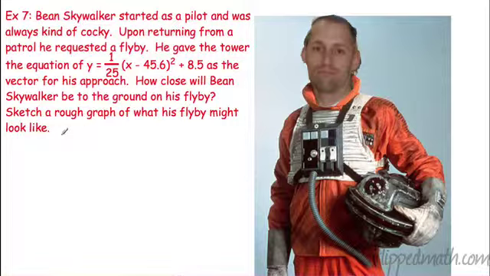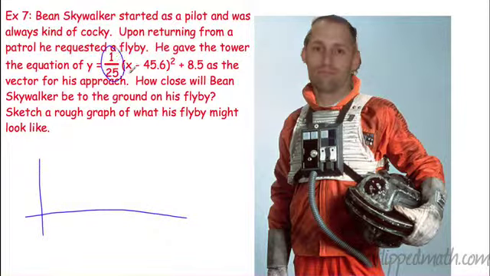Bean Skywalker started as a pilot and was always kind of cocky. Upon returning from a patrol, he requested a flyby. He gave the tower the equation as a vector for his approach. How close will Bean Skywalker be to the ground on his flyby? Sketch a rough graph. All right, so I'm just going to sketch a graph first.